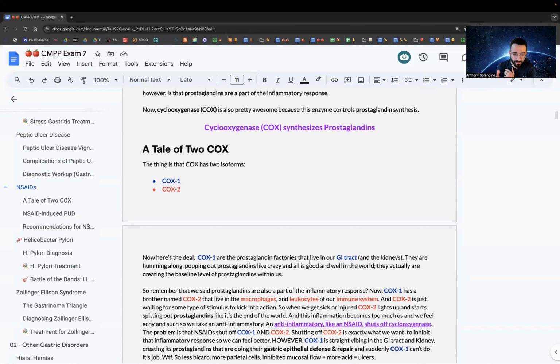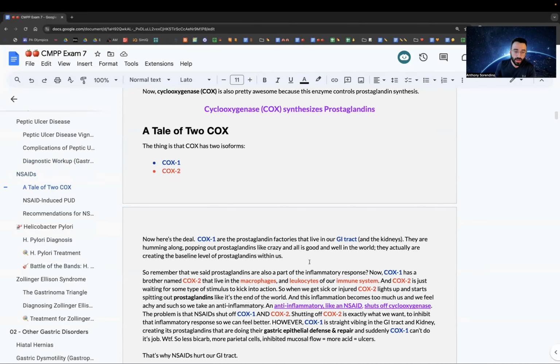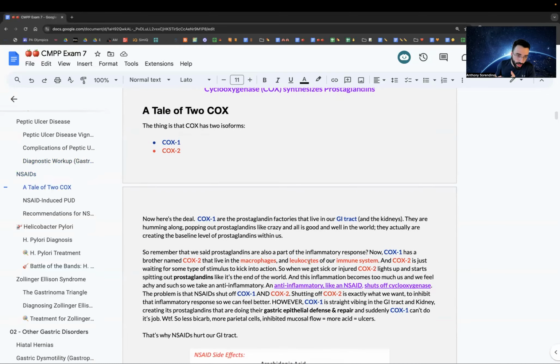There are two types of COX, okay? COX-1 is the one that is found in our GI tract. So they are prostaglandin factories. They live in our GI tract and our kidneys. They're humming along, popping out prostaglandins like crazy. All is great and good in the world. The problem here is that there's also COX-1's brother, COX-2.